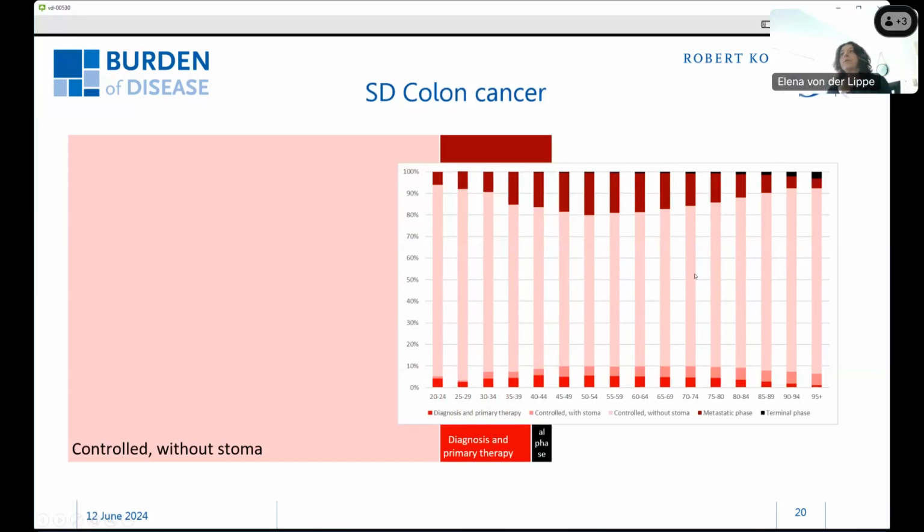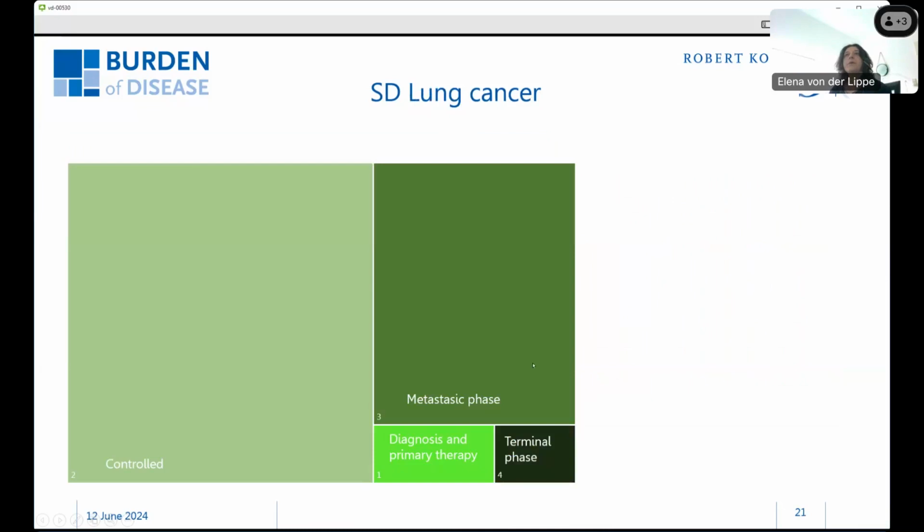So it is very interesting to see that in the middle ages, we have a kind of more burden from the YLD. So we have here higher proportions of people with a metastasis. And in the older ages the terminal phases are a little bit more to be seen. Similarly, also for the lung cancer. However, here I wanted to point out that the terminal phase is relatively big, and this is probably mostly connected to the high mortality that we are observing in the lung cancer. I will come back to this also later.